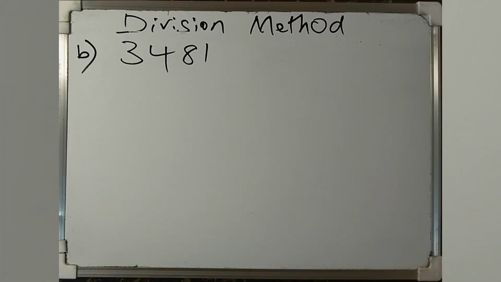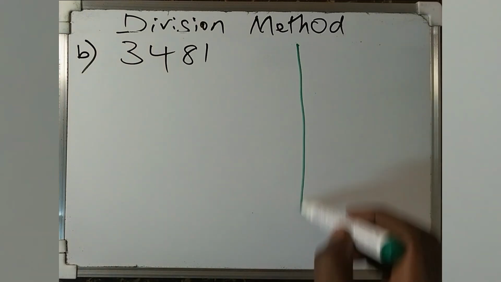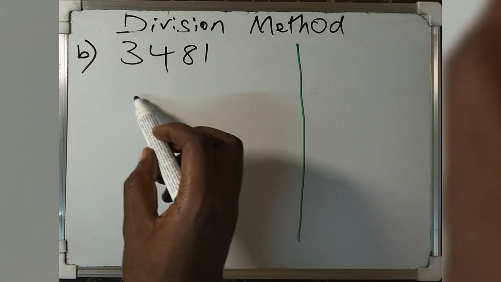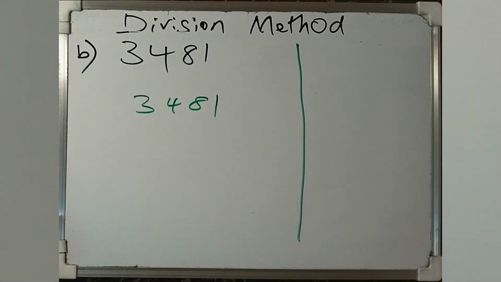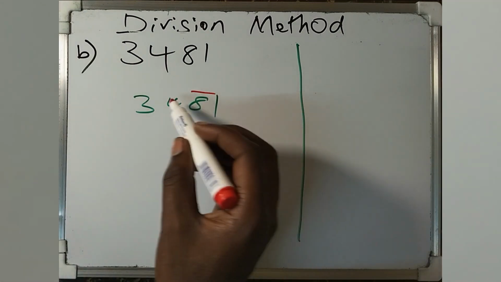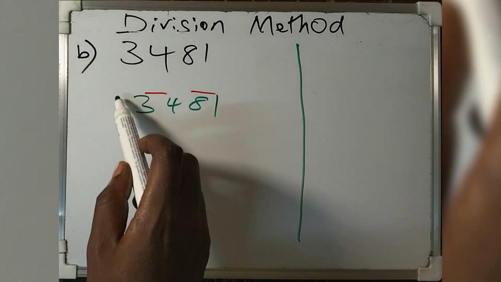Let's look at the second one. Using the division method to find the square root of 3,481. As we did with the earlier one, the first step will be to group it. Let's have 3481. Now by grouping it, we'll have 34 here and 81 here. We have two groups, so our answer will have 2 digits. Now let's divide.